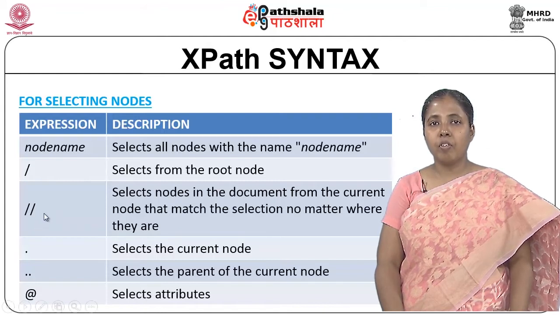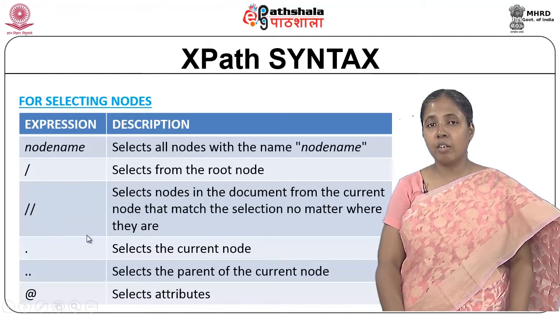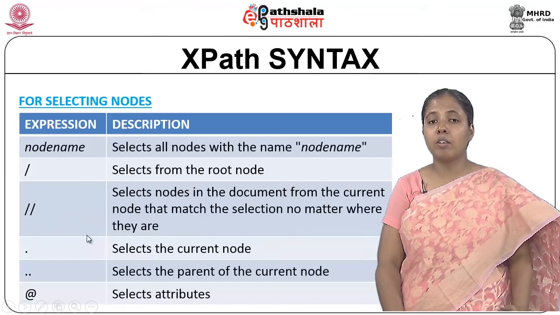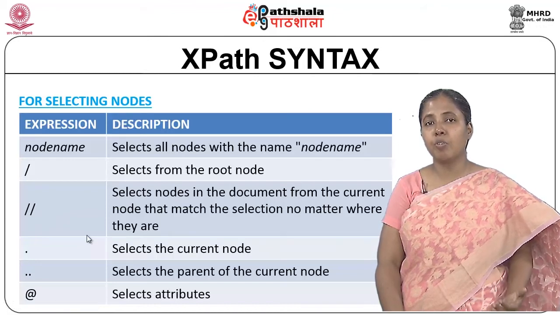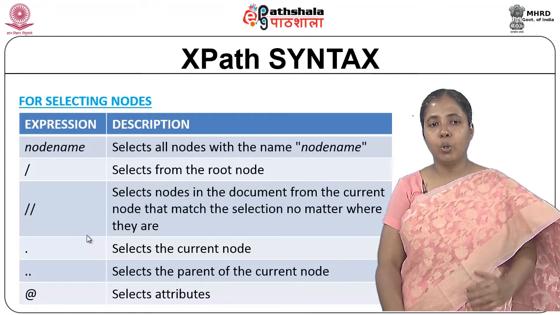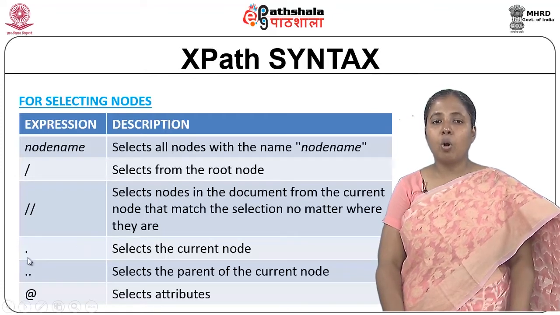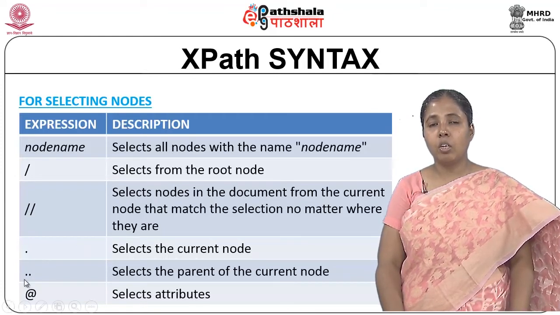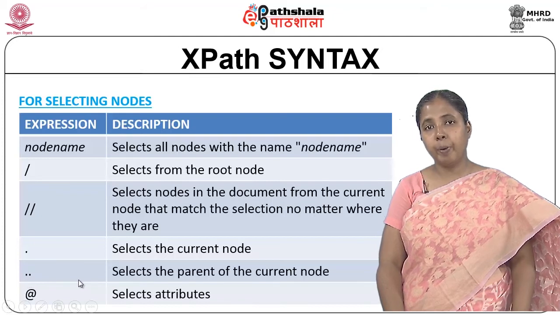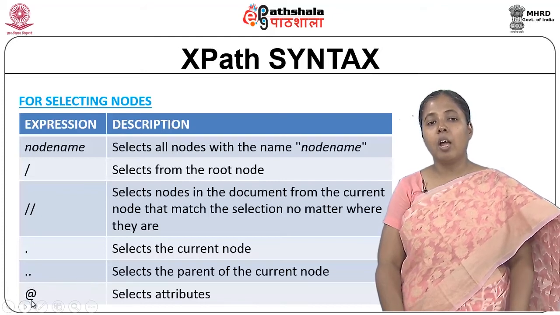So, when you specify a double slash, it selects all the nodes wherever they are available under the specified node. And a single dot selects the current node, a double dot selects the parent of the current node, and an @ symbol selects the attribute.